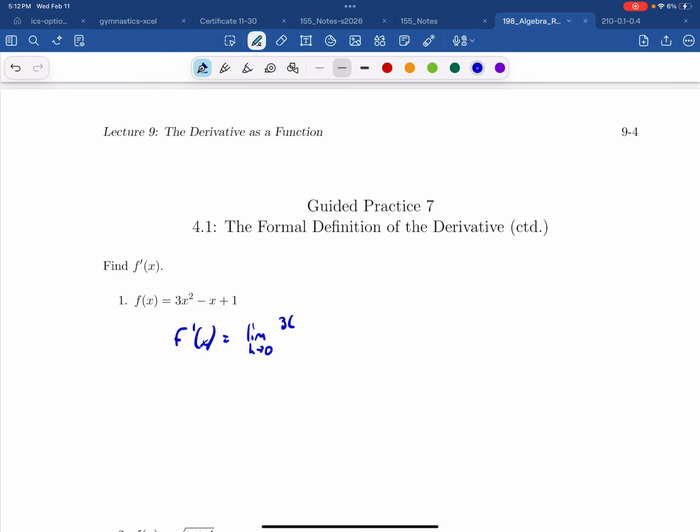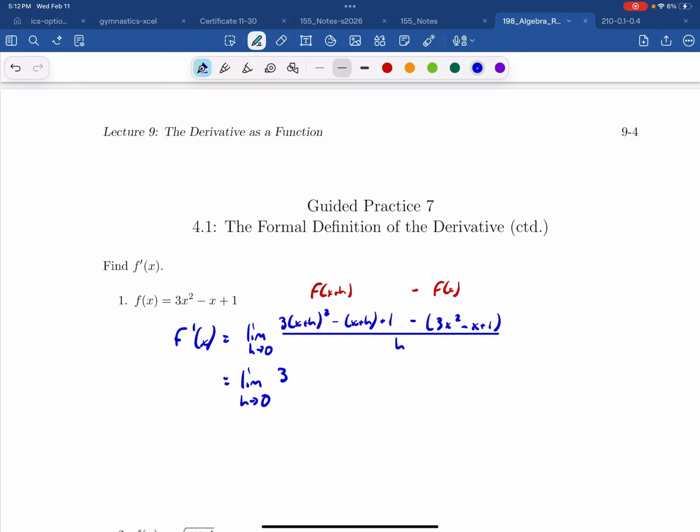So this is going to be 3 times (x plus h) quantity squared, minus (x plus h), plus 1, right? That's our f of x plus h. And then we're going to do minus our f of x, which means just rewriting the function. And again, please make sure to put it in parentheses so that the minus sign gets distributed properly. Right, now this just requires a little bit of simplification.